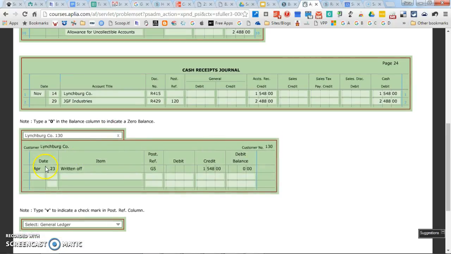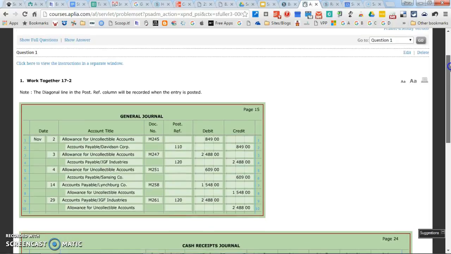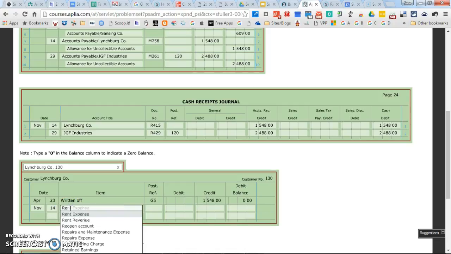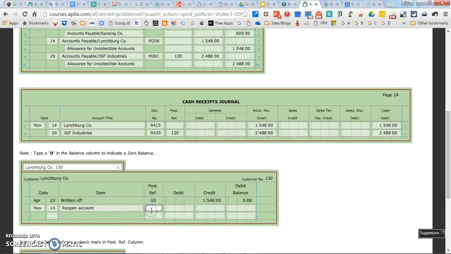Next we have a Lynchburg Company. So let's see. The first time we have them is November 14th, so right here. November 14th. And our item, reopen account. Post reference is G15. A debit of $1,548. Means our new balance is $1,548. Come up here for our post reference of 130.